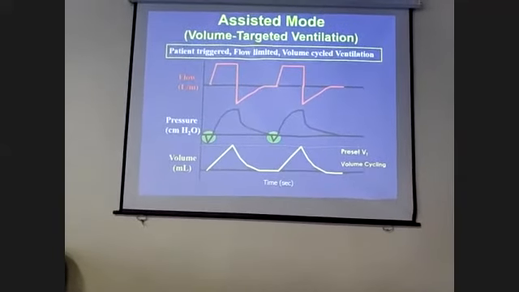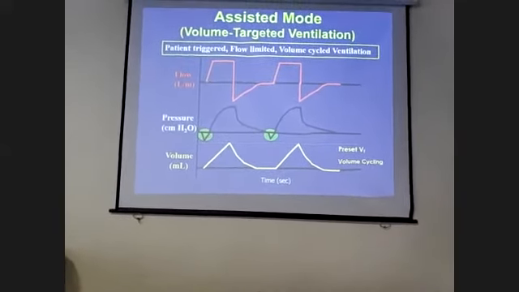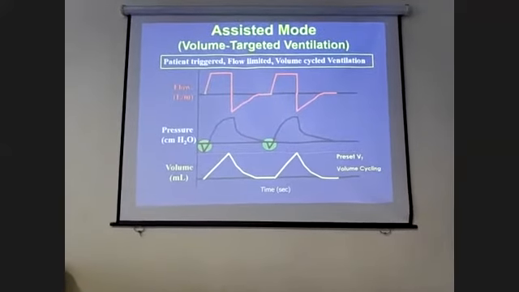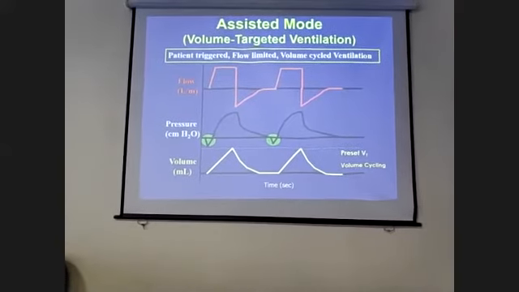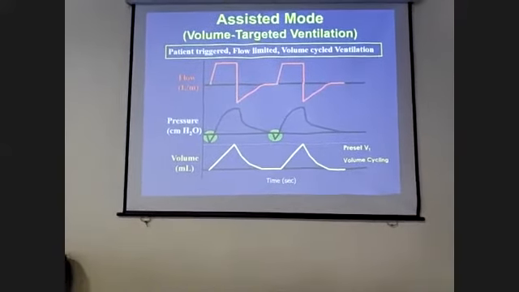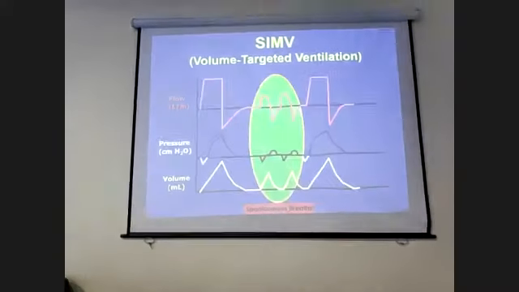It doesn't mean that if the patient doesn't trigger, the ventilator will not give its breath. The ventilator will continue giving its own breath even if the patient is not triggering. So that is very important. Then next we come to the SIMV.